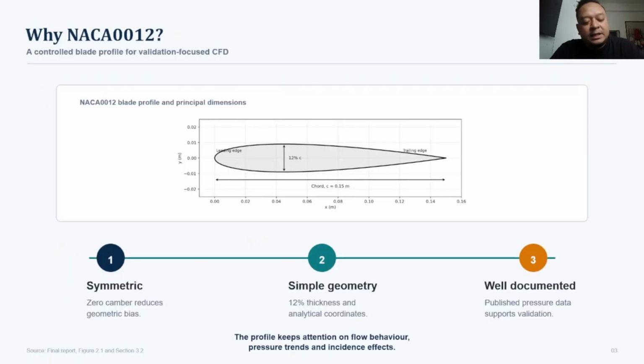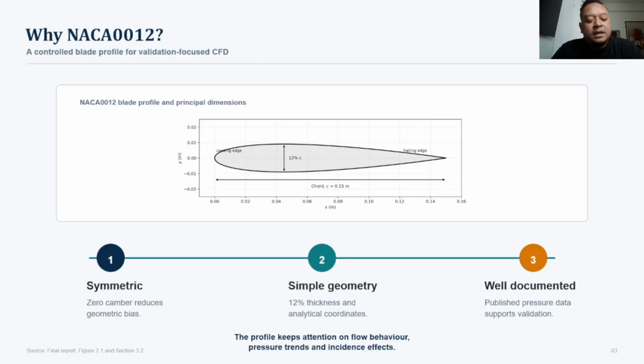We selected NACA 0012 because it is a simple and well-documented aerofoil profile. The first two digits indicate zero camber, and the final two digits indicate a maximum thickness of 12% of the chord. This symmetry is important because it reduces geometry bias. In other words, when the flow behavior changes, the change is mainly caused by the operating condition, such as angle of attack or incidence, rather than by an asymmetric blade shape.